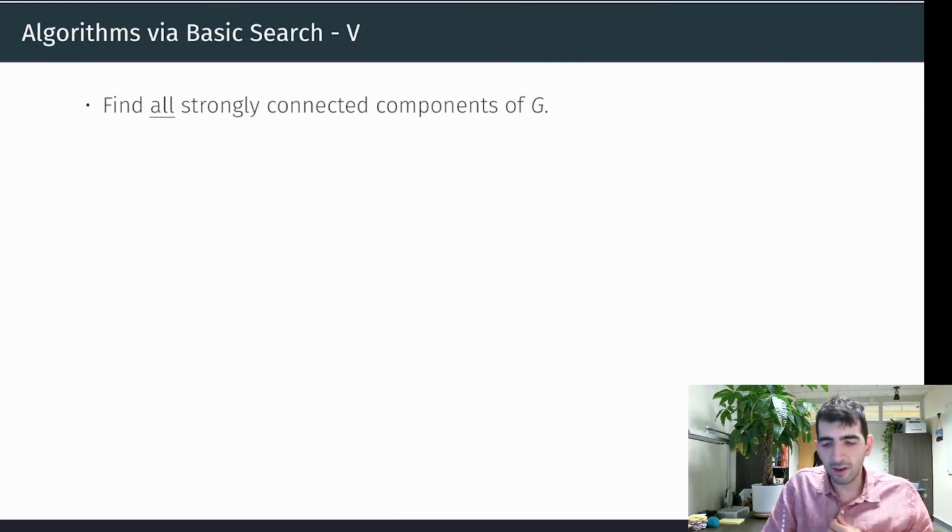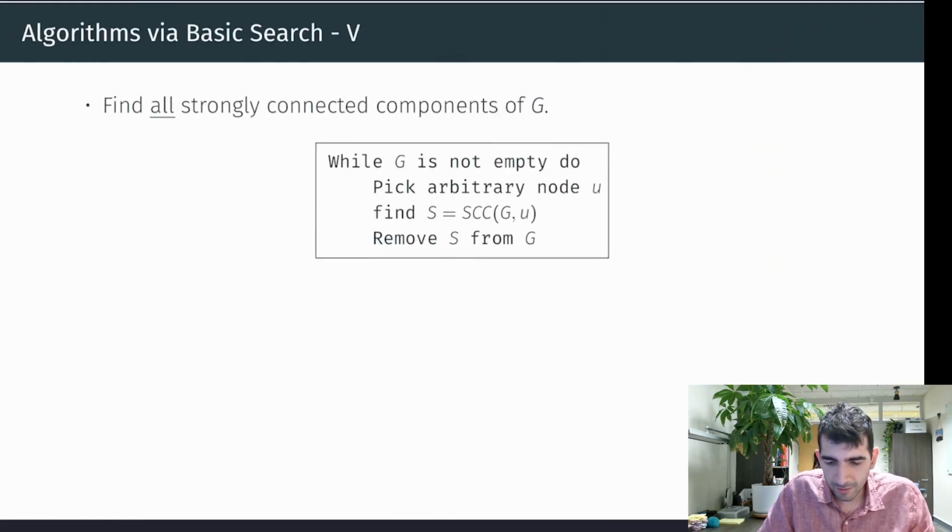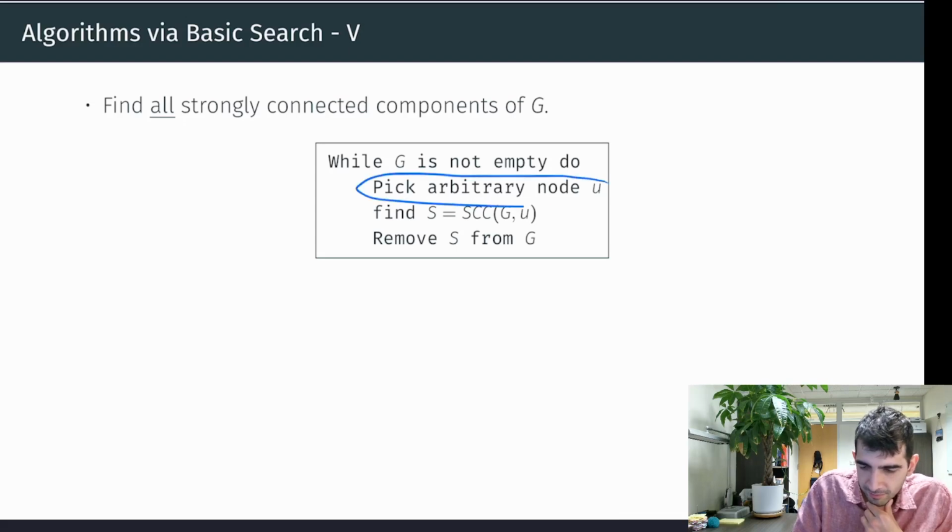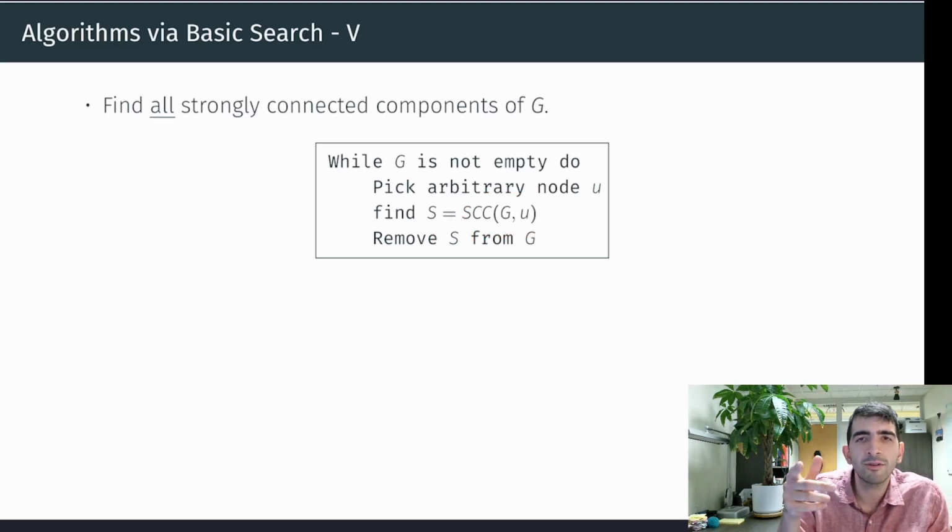Okay. Last question. What if we wanted to find all the strongly connected components of the graph? And I alluded to this earlier, I jumped the gun a little bit. I'm sorry. But what if we want to find all the strongly connected components of G? Well, we could go through every node, find the strongly connected component that contains that node, and then remove that strongly connected component from G. Right? So we don't repeat computation.